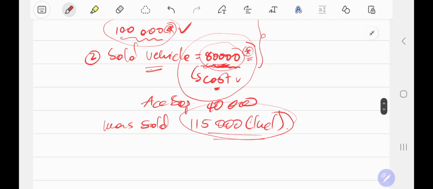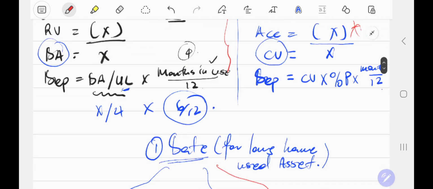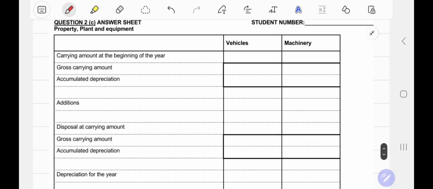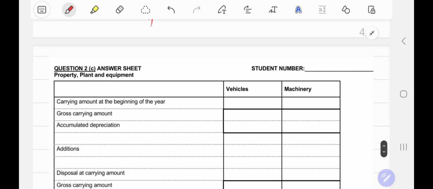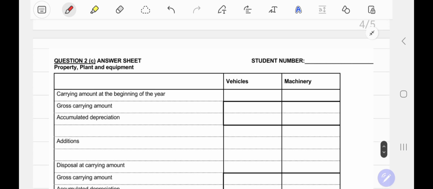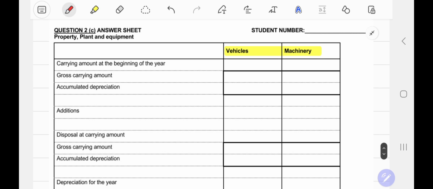This is how you think through this information from a question. And then how do you do the note, right? So guys, the note is straightforward, right? For the note, the amount at the beginning, the cost, is going to be given, and accumulated depreciation is going to be given as well, right?